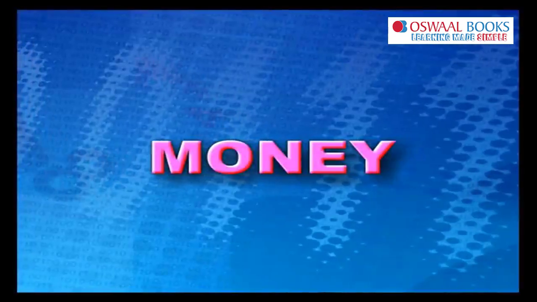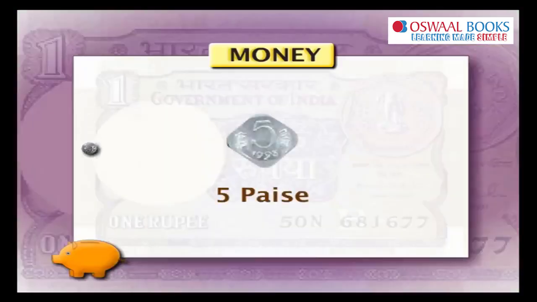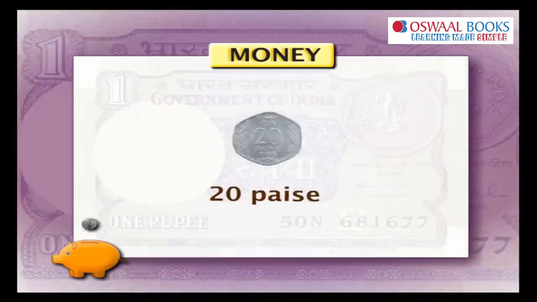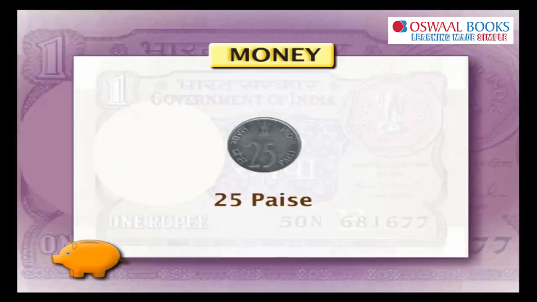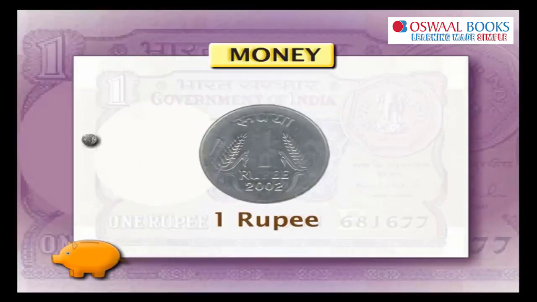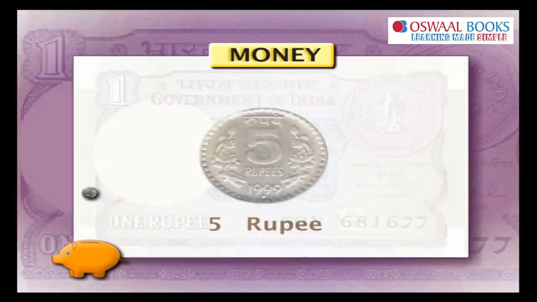Money. Let us first have a look at the coins and notes which we use in our country. We have 5 paise coin, 10 paise coin, 20 paise coin, 25 paise coin, 50 paise coin, 1 rupee coin, 2 rupee coin, and 5 rupee coin.